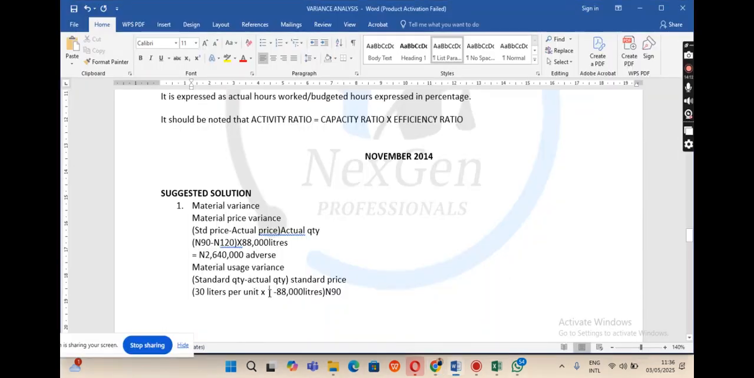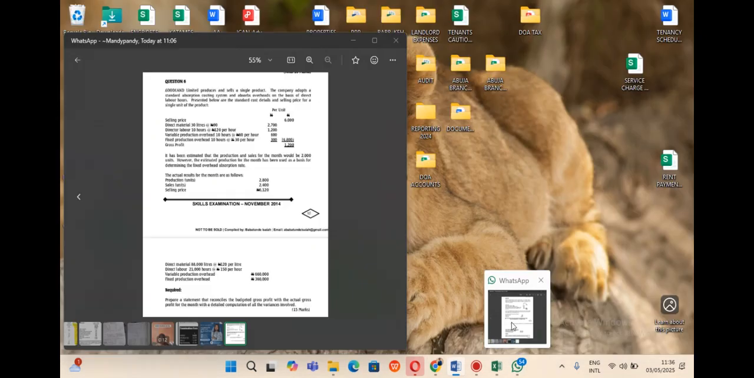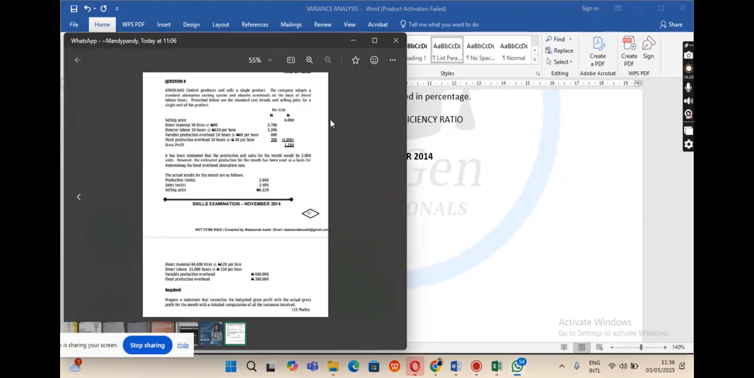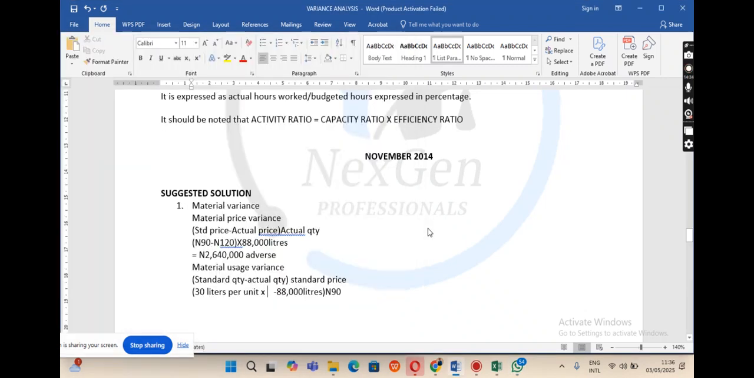Good. So what is the actual unit? Don't forget it is 30 liters per unit. What is the actual unit? 2,800. Right? That is the actual unit. So 30 liters times 2,800 units. How many liters? 84,000 liters.